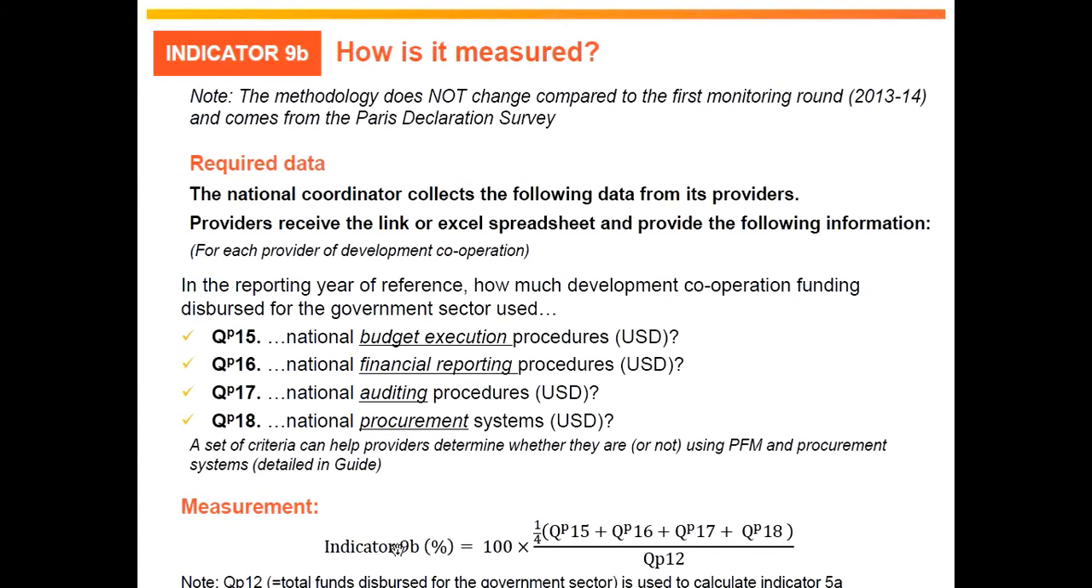As you will see here, at the end the indicator reports on the average for the use of the different items that we have described, budget execution systems, financial reporting procedures, auditing procedures, and procurement systems, out of the total that they have disbursed to the government sector. That part is coming from indicator 5A, so that information is going to be there already as well.